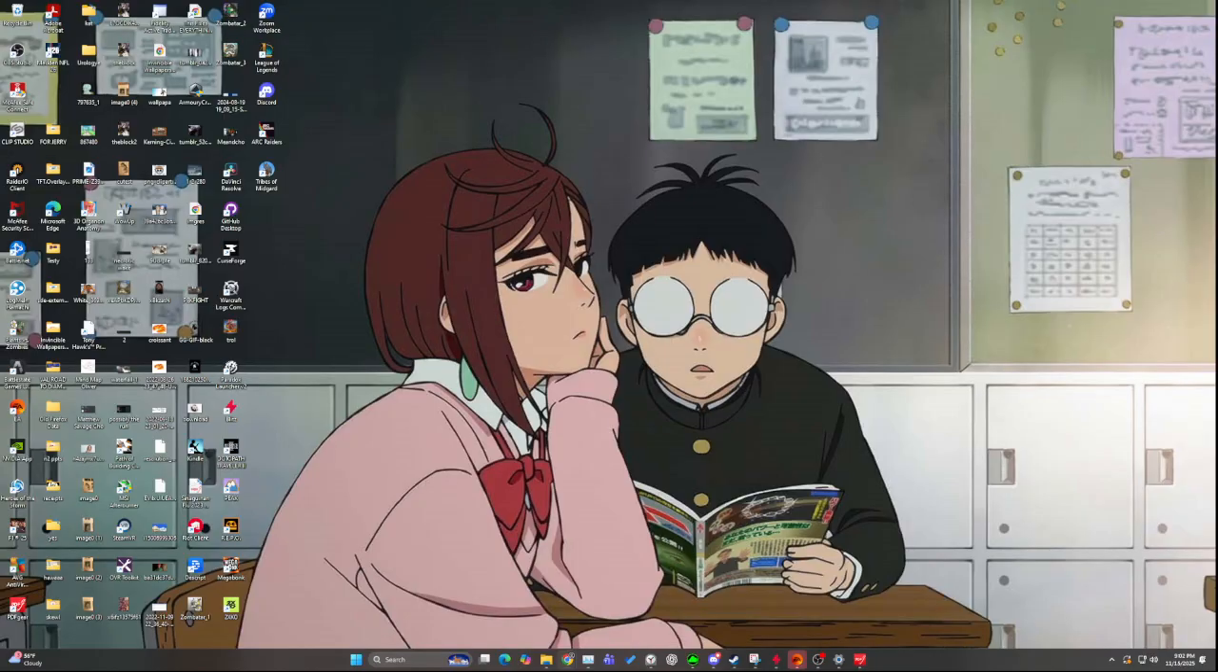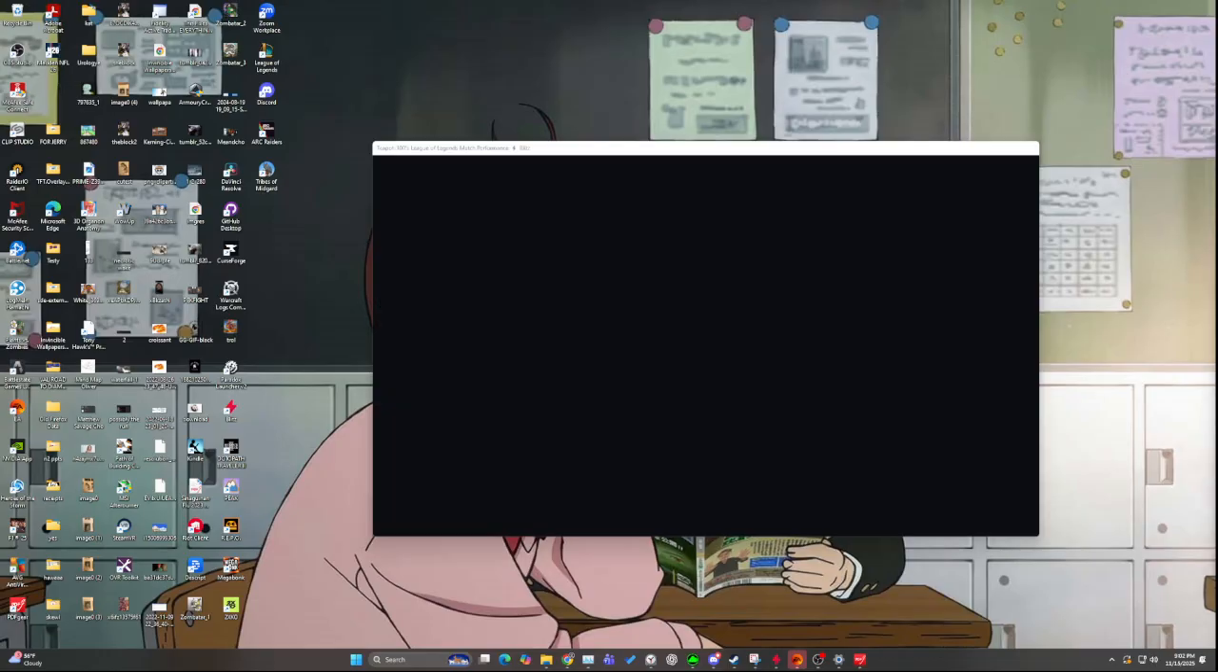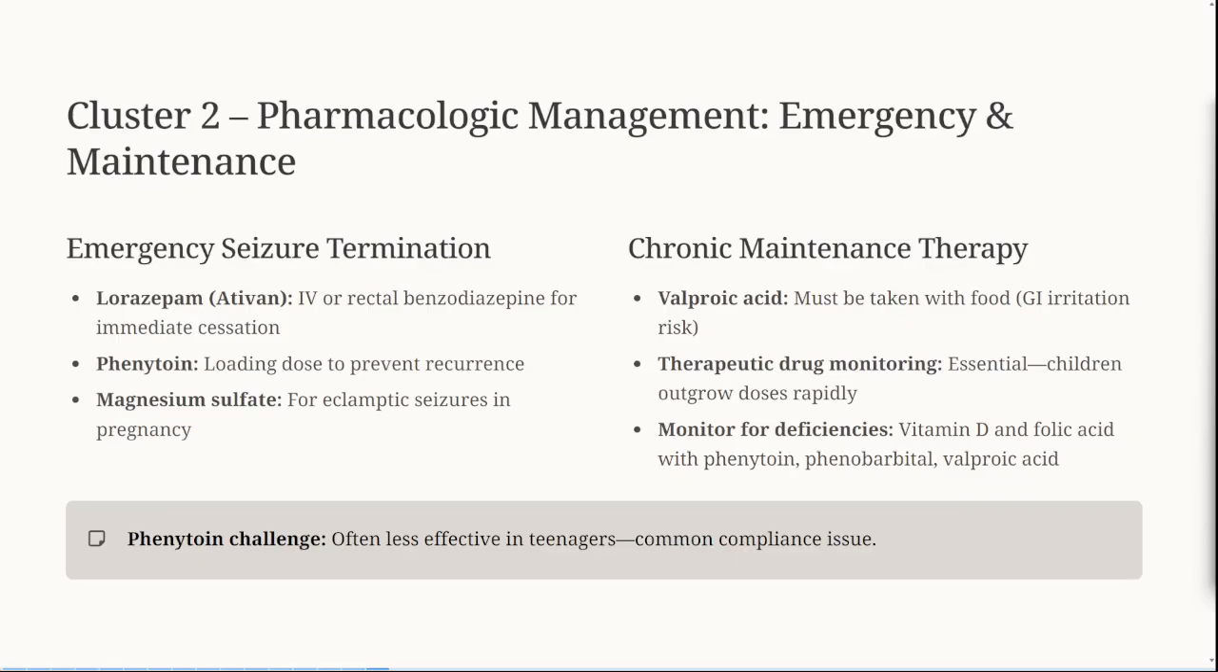Okay. We also have to monitor for vitamin D and folic acid deficiency with long-term use of anti-seizure meds like phenytoin, phenobarbital, and valproic acid. And one final point. Phenytoin is often less effective in teenagers. That's a common challenge for compliance and management in that age group. Right. Non-pharmacologically, it's all about that lateral positioning. And those dietary modifications, like the ketogenic diet, are therapeutic options, but you always have to be monitoring for that kidney stone complication.